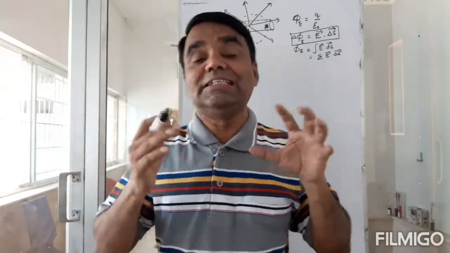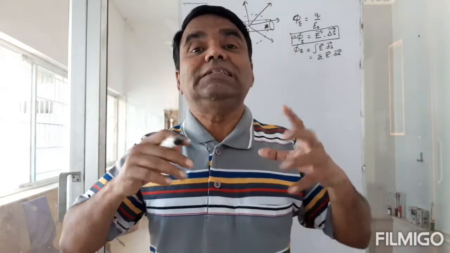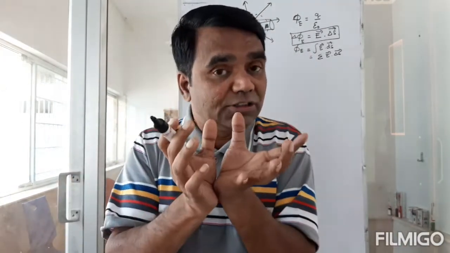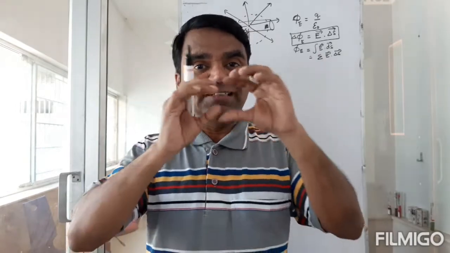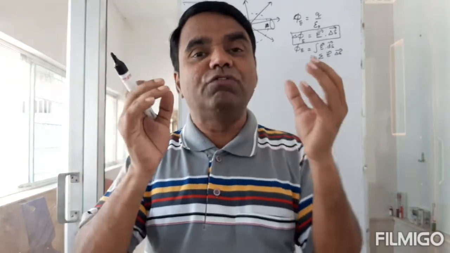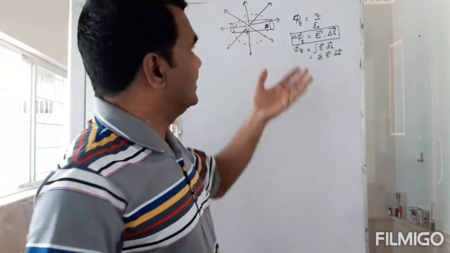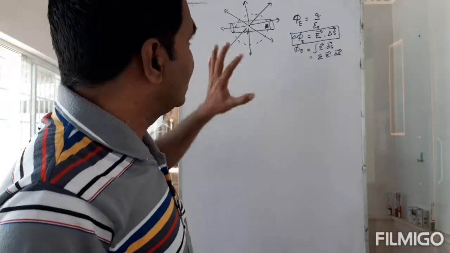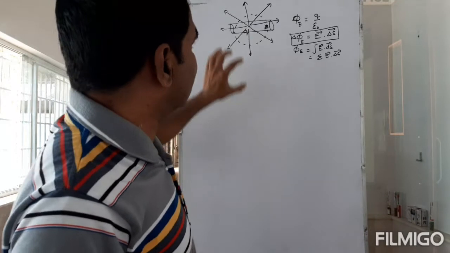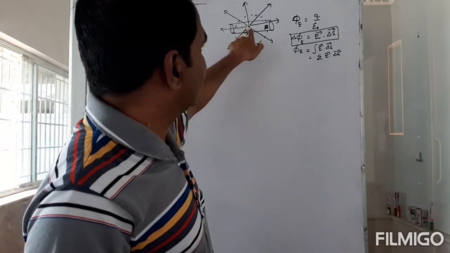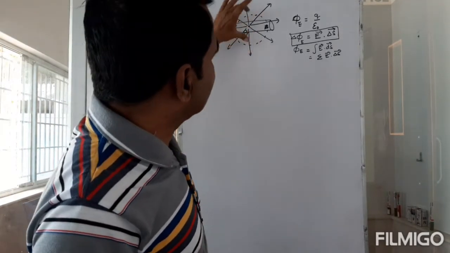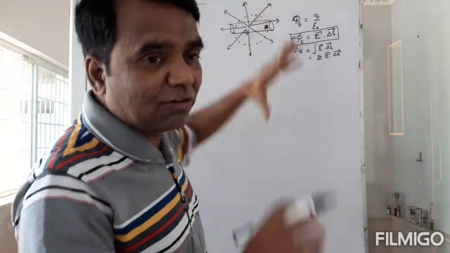Because the number of lines which come out depends on the charge, but not on the shape of the closed surface you've taken. Okay? So that's the idea. But you can also imagine something else actually. I've kept the charge there. I kept the charge at the very center. So it's kind of like evenly distributed along the surface.